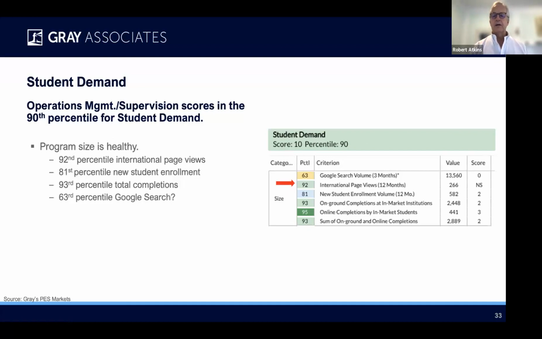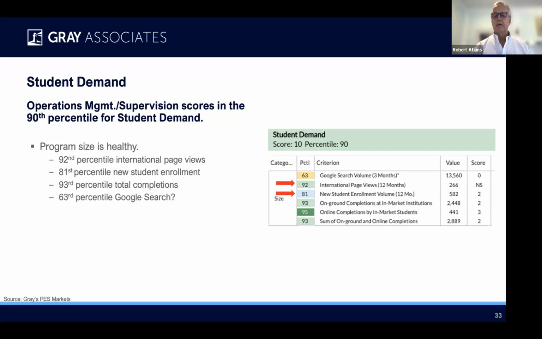So here, let's start with international page views. There are 266. Why do we percentile things? Well, neither you nor I know if 266 is a lot of international page views. As it turns out, it is. It's 92nd percentile in our data set. So with that percentile in the color, you can interpret those page views and understand it's pretty healthy international interest in this program.